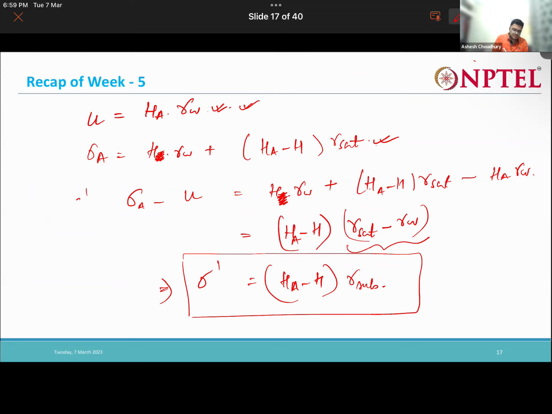So my total stress is nothing but height of water into gamma W plus the soil height into gamma saturated. What is my pore water pressure? Pore water pressure is nothing but HA. HA is the depth of that point from the water level, into gamma W. And what is my effective stress? Which is nothing but the height of the soil column into the submerged unit weight. So it will give me my effective stress.